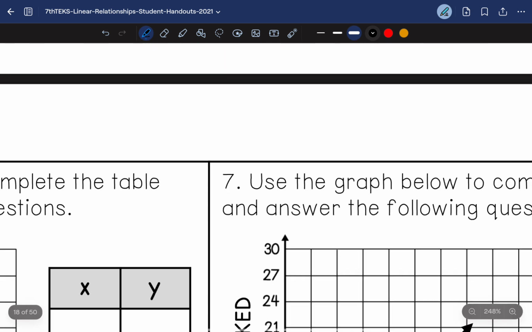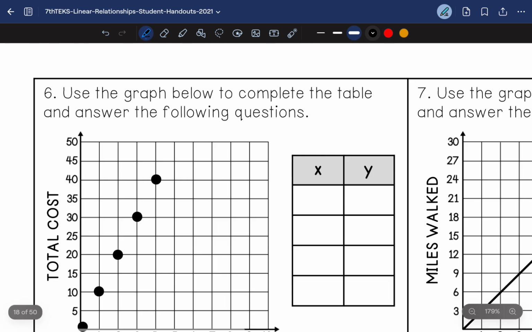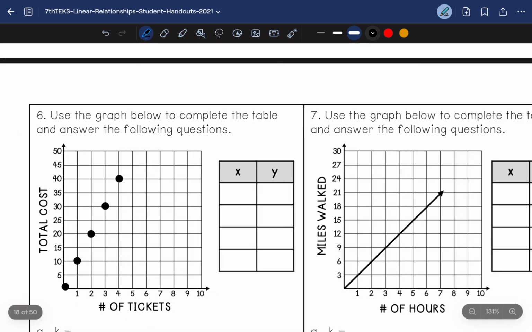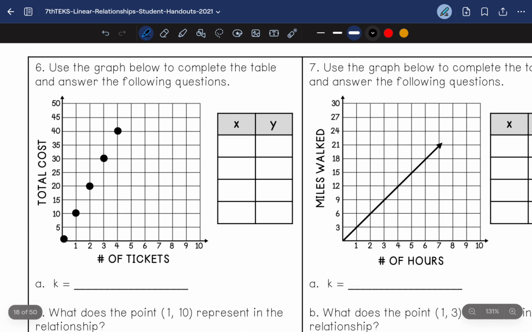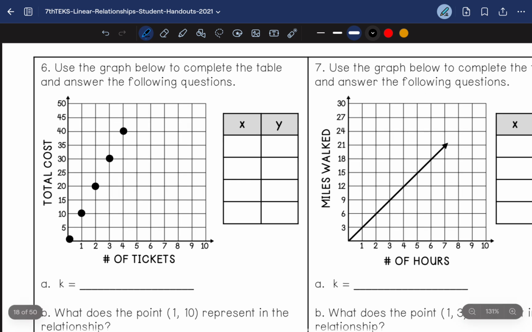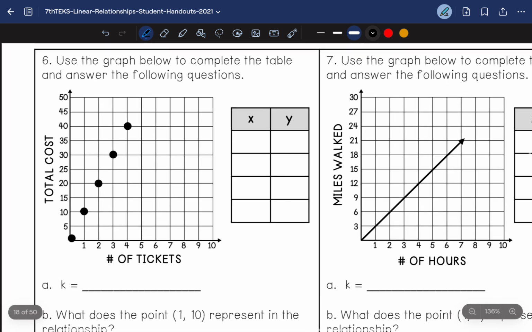All right, flip your paper over. Now we're going to look at tables and graphs. All right, it says, in number 6, use the graph below to complete the table and answer the following questions. So let's take some coordinates from this table.